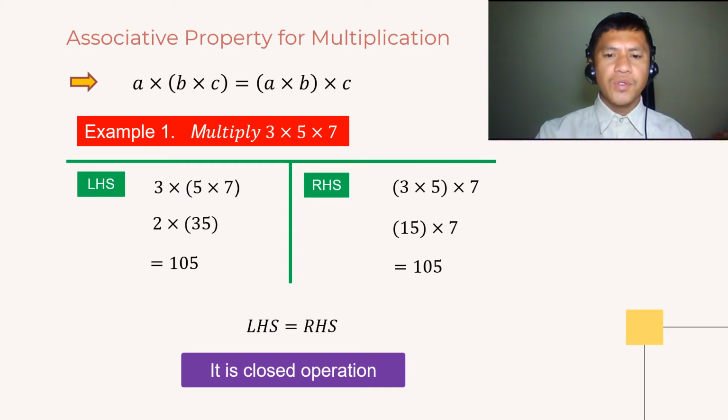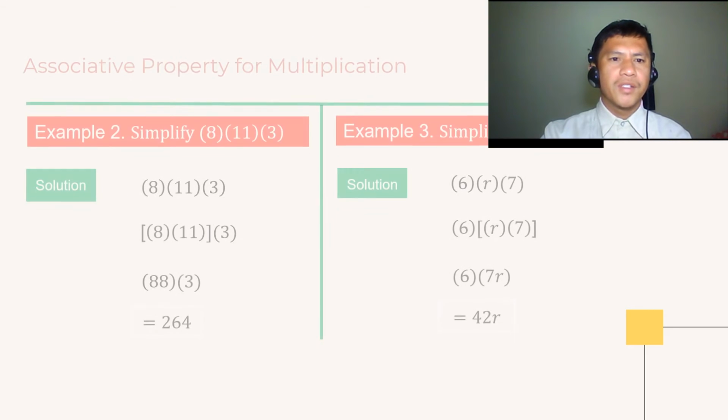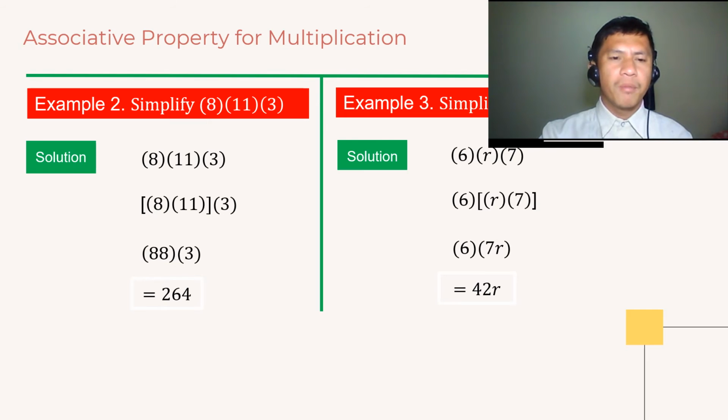Using the right-hand solution, we multiply the first factors 3 and 5, that is 15, then multiply it to the last factor 7, then we arrive with 105. Since the left-hand side is equal to the right-hand side, therefore we can say that it is a closed operation. Further examples on associative property for multiplication: simplify 8 times 11 times 3.